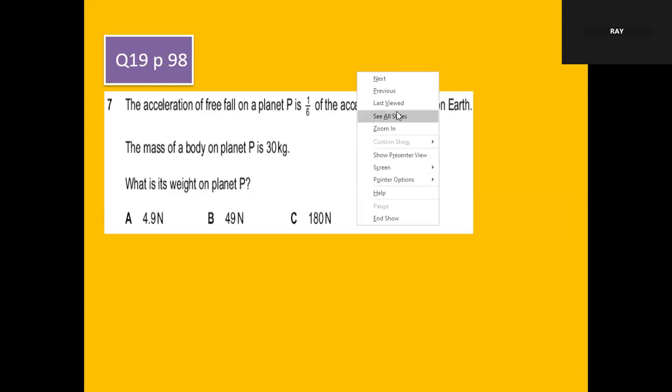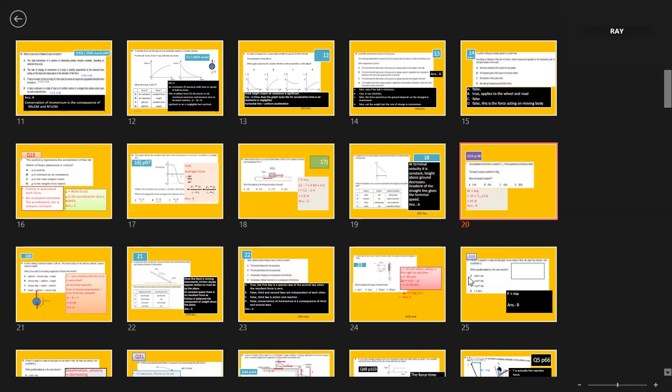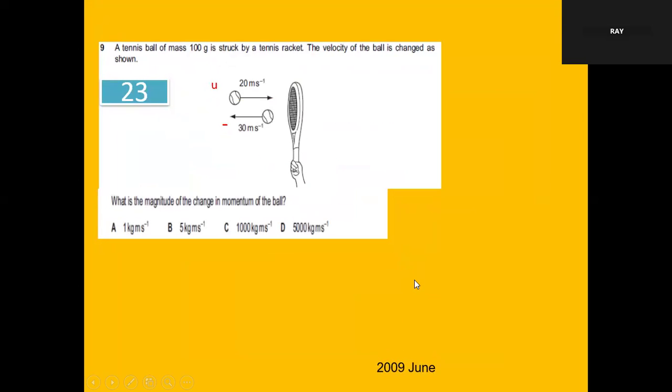Let's try something else. How about this one? What is the magnitude of the change in momentum? Uh, 5,000, D. Wait, wait, wait.